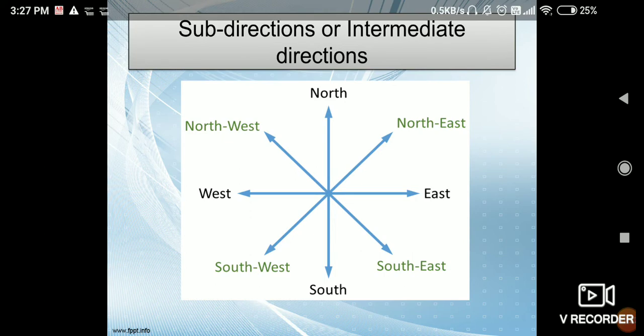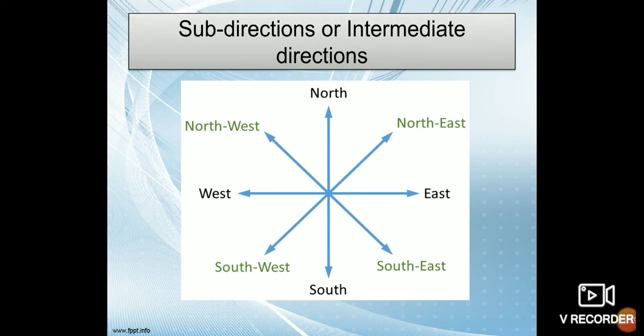Next, we also have the subdirections. The northeast is between the north and east. The southeast is between the south and east. The southwest is between the south and the west, and the northwest is between the north and the west. These directions are also known as the intermediate directions.